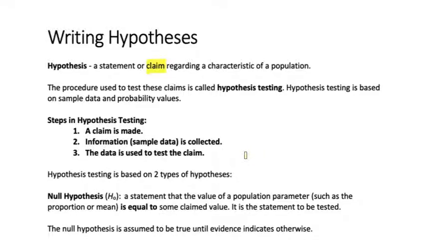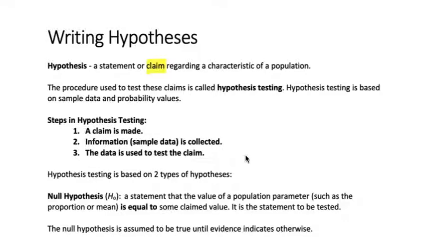So in the real world, the process that we would go through is we would make our claim, and then we would collect sample data. We would use our sample data to test our claim. In the problems we're going to be doing, we're going to be given the sample data, and so all we're going to have to do is step 3.